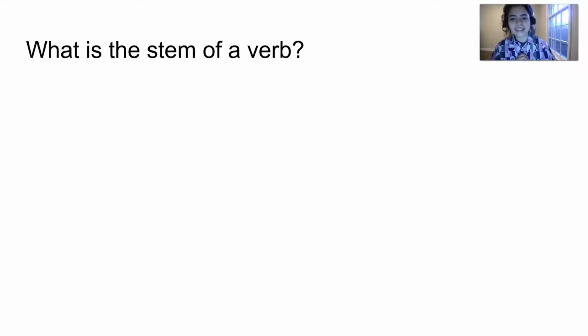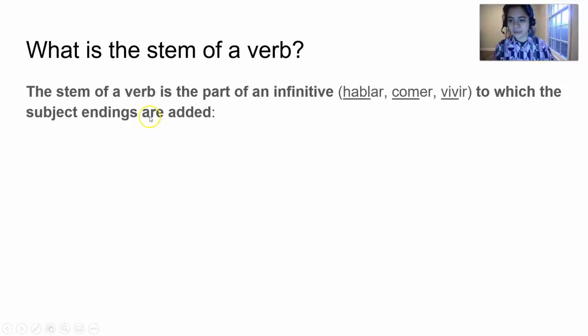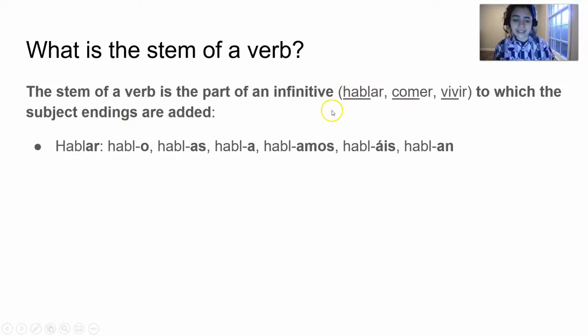So we're going to start first with me telling you what the stem of a verb is. Probably you already know this, but the stem of a verb is the part of an infinitive, you remember the verbs in the infinitive in Spanish, to which the subject endings are added. The stem of a verb is the one that usually never changes and is the one where you take away the infinitive ending and add the subject endings for the yo form, the tú form, the él, ella form, the nosotros form, and all the other subject pronouns.